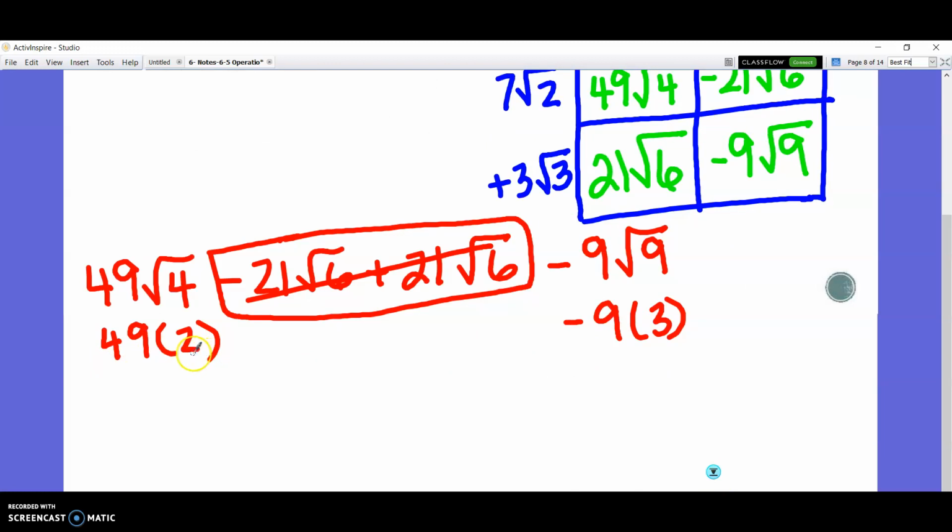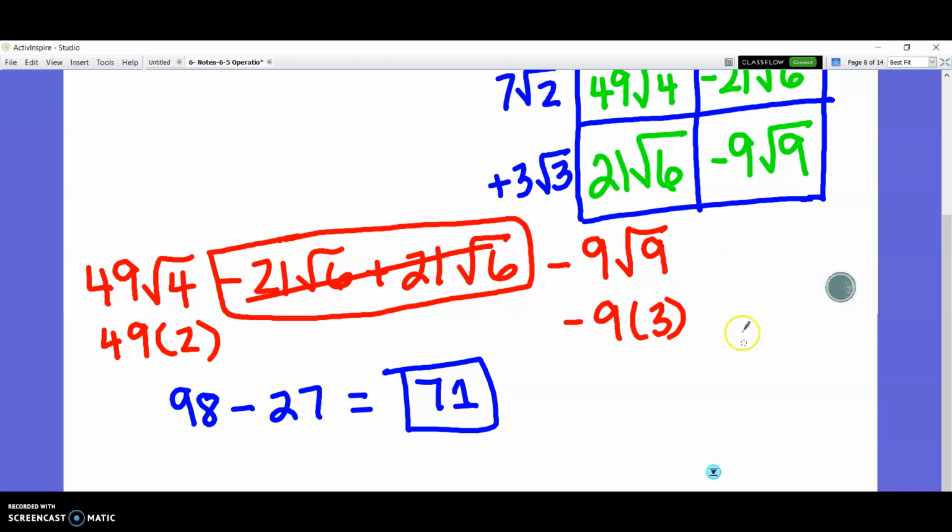So then we have 49 times 2, that's going to give us 98, minus 9 times 3, so 27. And these just happen to be whole numbers now. We got rid of the radical, so then 98 minus 27 is then going to be 71.